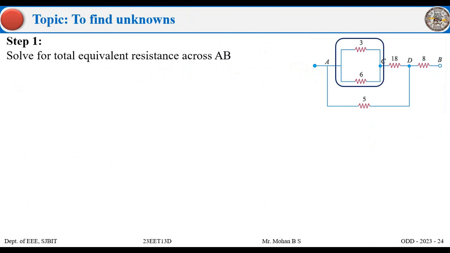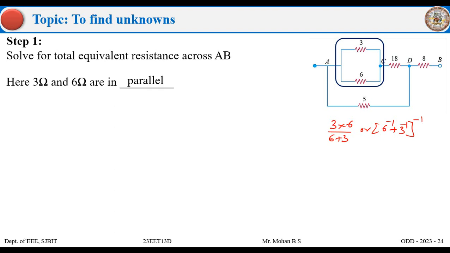So 6 and 3, these two are in parallel. How do we solve this? Using the conventional way, 3 into 6 divided by 6 plus 3, or 6 inverse plus 3 inverse, the whole inverse. You get the answer as 2 ohms. So 6 and 3 are in parallel, thus the answer is 2 ohms.